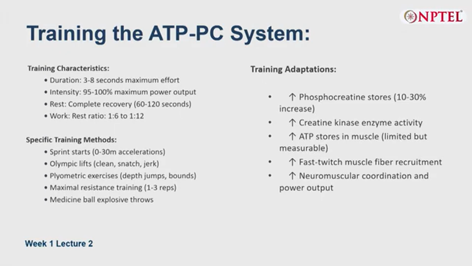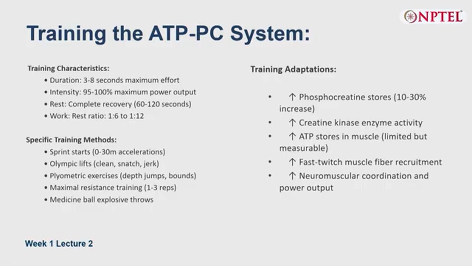For the training characteristics, if we want to load the ATP-PC system, what kind of duration should we go for? 3 to 8 seconds of maximum effort, intensity 95 to 100% of maximum power output, with complete recovery of 60 to 120 seconds. The work-rest ratio would be 1:6 to 1:12, depending on the periodized cycle and the particular sprint component we want to develop. That would be the key thing for planning the schedule.